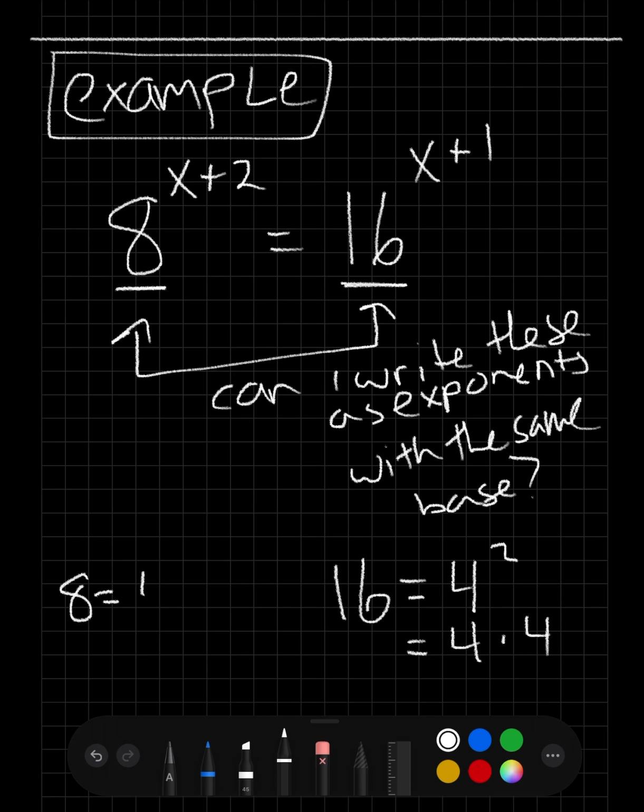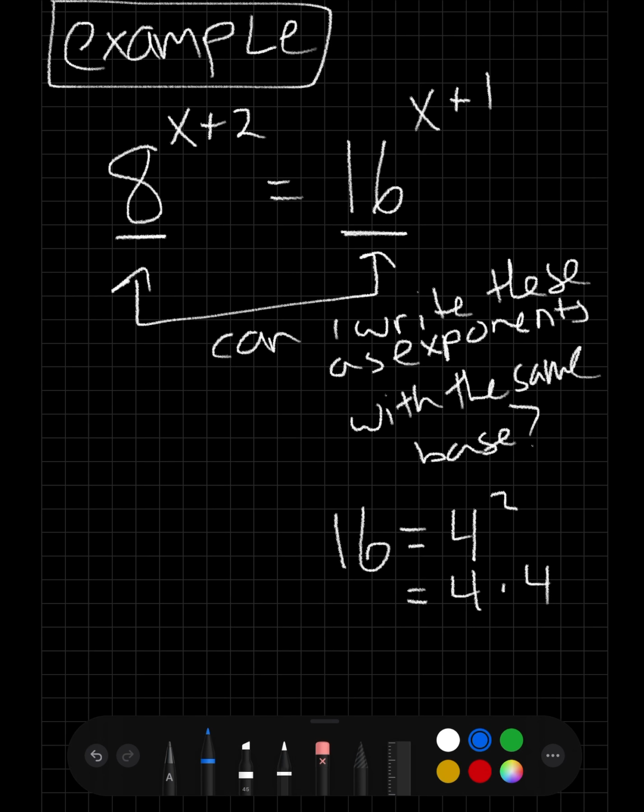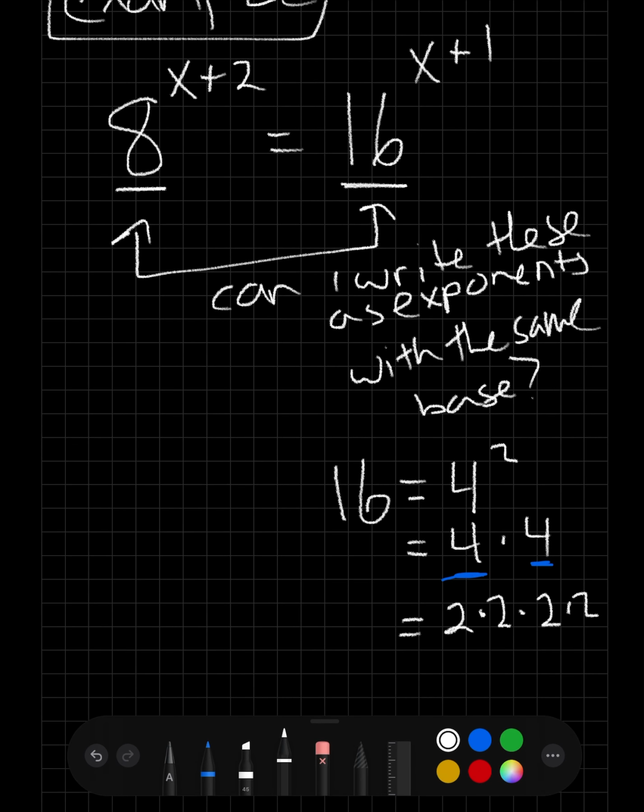And that'd be true. And then I might think, can I write 8 as 4 times anything? But no, 4 squared is the smallest exponent I could have, and that would be 16. That doesn't work. But take a look here. I can actually break down each of these 4s a little bit further. I can say 2 times 2 gives me 4.